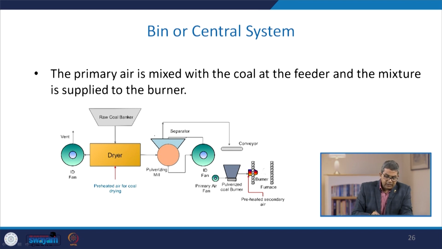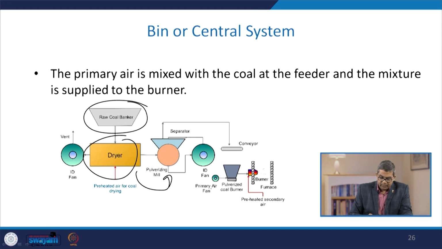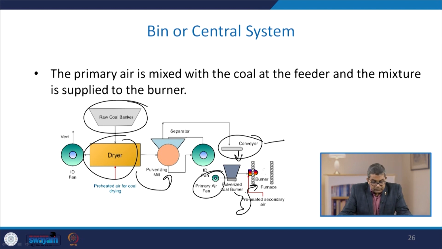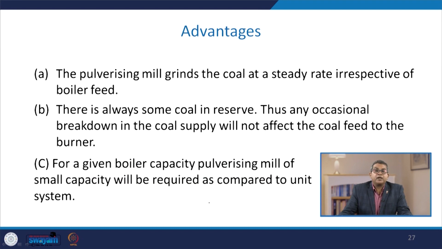Now here you see that this is the raw coal bunker and dryer, and this is the pulverizing mill, and through this it is conveyed to the desired station. And here you see that we have the primary fan, and this pulverized coal burner, which is subjected to the furnace. Here you are mixing the primary air in the system so that it can have combustion properly. There are again various advantages attributed to this central system.